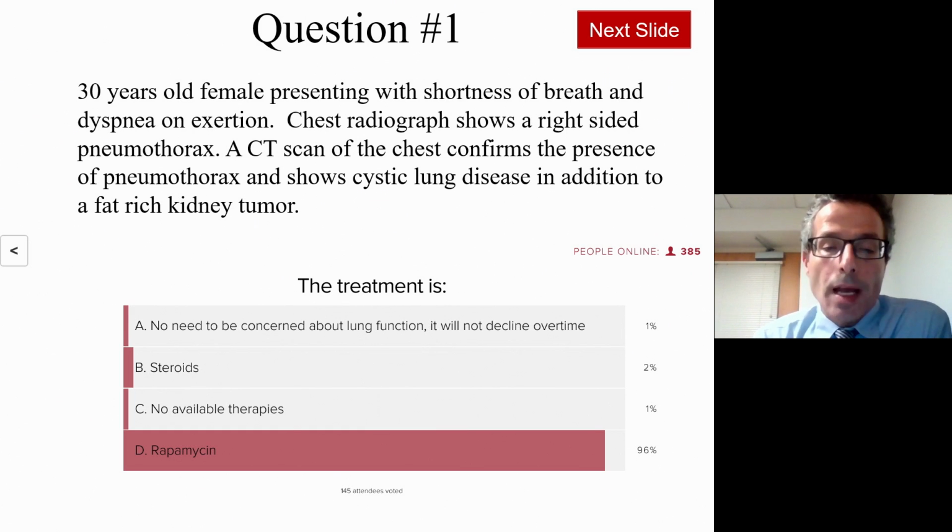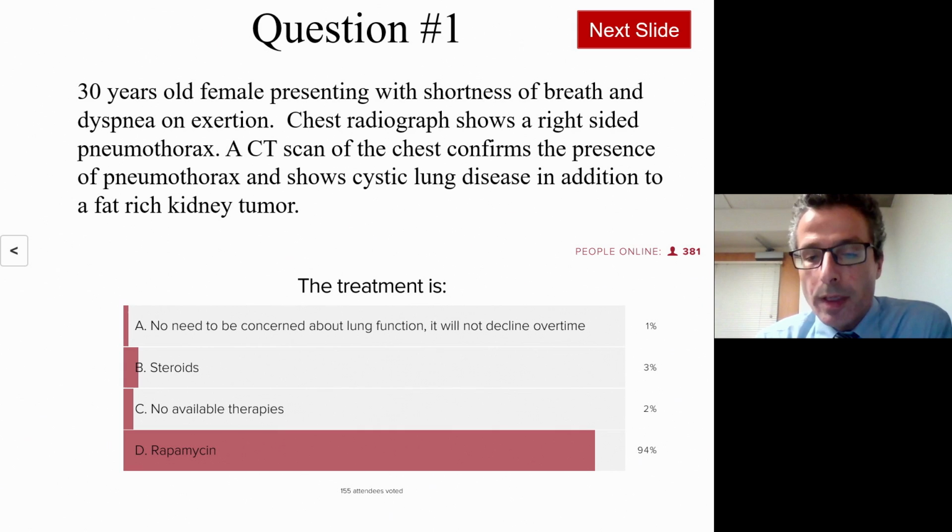All right, so I guess rapamycin is obviously the correct answer. So this woman suffers from LAM, and the presence of the angiomyolipoma, the fat-rich kidney tumor, in addition to the cystic lung disease, is diagnostic of LAM. And LAM is treated with the mTOR inhibitor rapamycin. No need to be concerned about lung function.